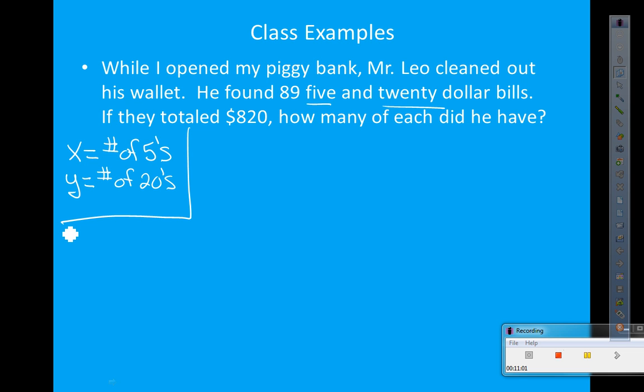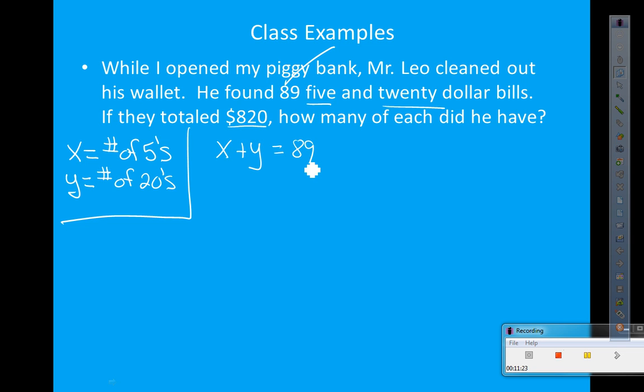So there's that part of it. Some things I know. I've got 89 total bills, and they have a value of $820. So my setup, the number of 5s that I have, plus the number of 20s that I have, is a total of 89 bills. I'll show you in a second what would happen if I flip those around.